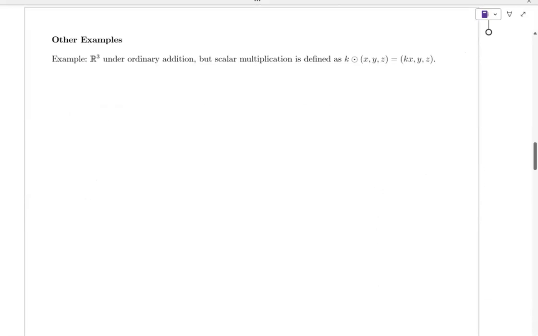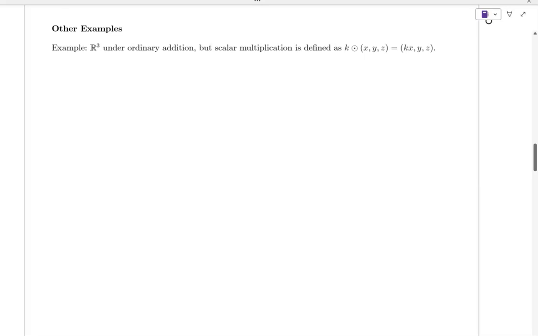All right, so we'll do some weird examples because the weird ones are the fun ones. But when we do different things later on, we'll go back to familiar things under familiar operations. In this example, we've got ordinary addition for our vectors from R3, but we're going to define scalar multiplication as: take the scalar, multiply by the first component, don't multiply by the other two. That's how it's going to be defined in this case.